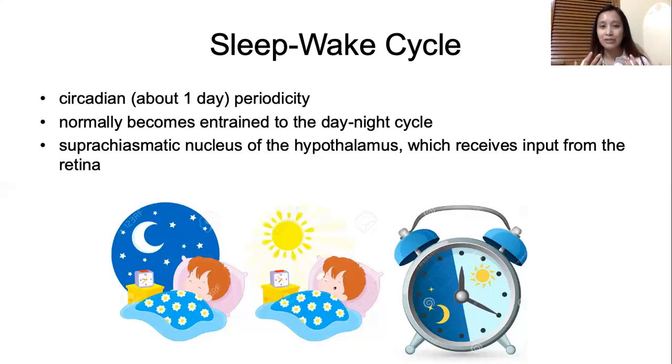This sleep-wake cycle, this circadian rhythm, is entrained or detected by the suprachiasmatic nucleus of the hypothalamus. So it's your hypothalamus that regulates this sleep-wake cycle, which receives inputs from the retina. When your eyes perceive that it's daytime, it gets processed by the suprachiasmatic nucleus of the hypothalamus, and this now sets your sleep-wake cycle. Now, if you're not sleeping well and your sleep is disrupted, this is detected by your suprachiasmatic nucleus, and it creates a lot of different problems in your body. Because remember, your hypothalamus is connected to the hypothalamic-pituitary endocrine axis. Remember that.